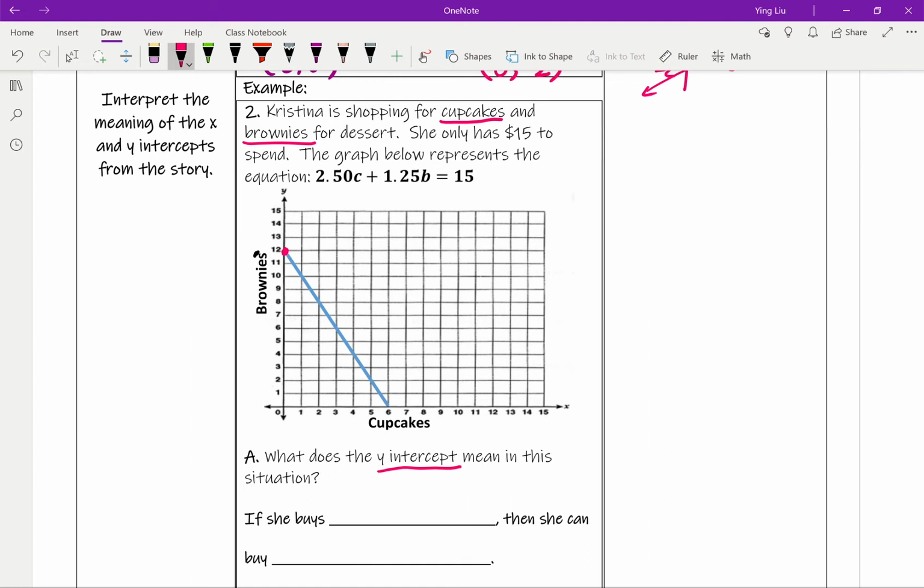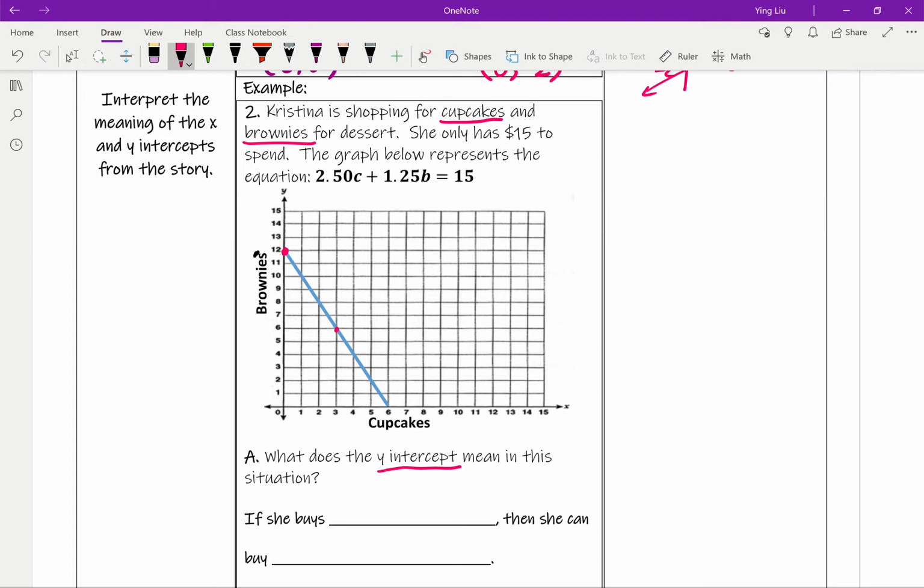If you know that cupcakes are $2.50 a piece and the brownies $1.25 a piece, right? So if we know the linear equation and we graph it, we can actually figure out something like that. Because let's forget the y-intercept for a minute. Let's say that on this line, after we have the equation and we graphed it, if we pick any point on this line, that actually tells us how many brownies and how many cupcakes Christina can buy.